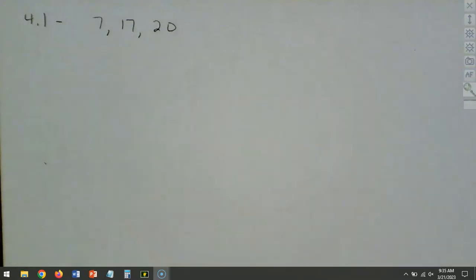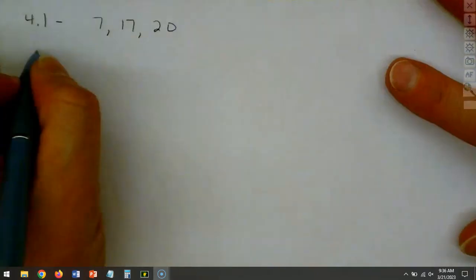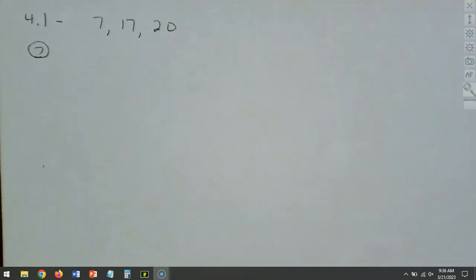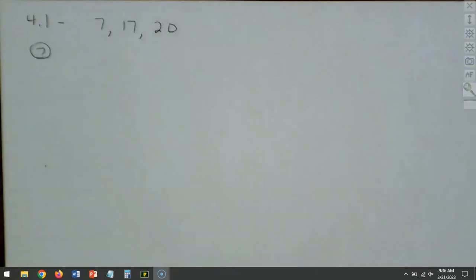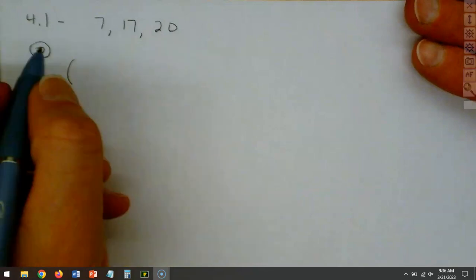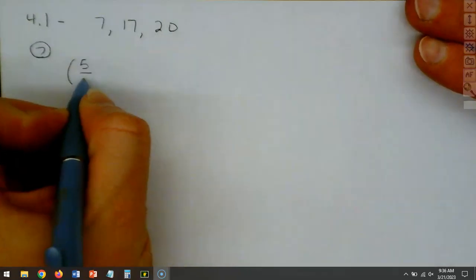Okay, so we're going to look at 4.1, which is what we covered before our spring break. We're going to look at question 7. And question 7, I picked it out because a lot of times students get confused with the exponents. So let's see what we've got here.